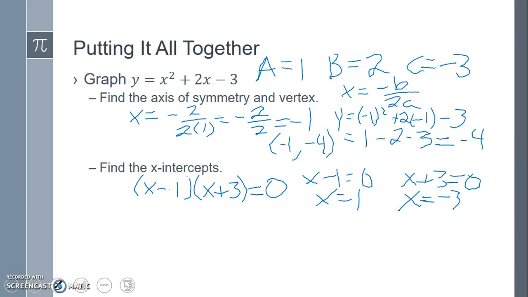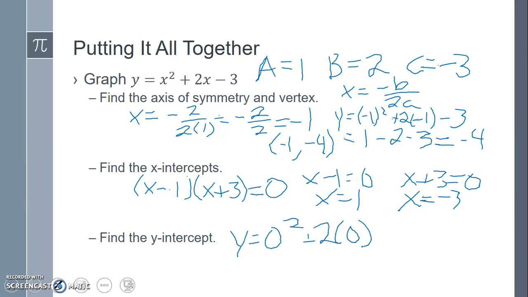Last step, we're going to find the y-intercept. And this is simple. All I'm going to do is plug in 0 for x and solve for y. So I get y equals 0 squared plus 2 times 0 minus 3. And this is nice because these two go away. 0 squared is 0. 2 times 0 is 0. So we get y equals -3. And so that is my y-intercept.